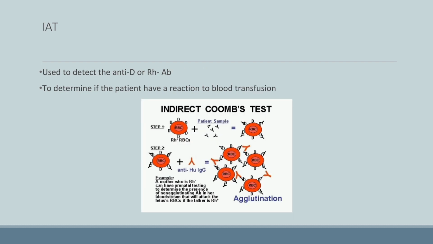Okay. Next one is the indirect antiglobulin test. This is used to detect the anti-D or Rh antibody in the patient's serum to determine if the patient has a reaction to blood transfusion. In this, the recipient serum, which contains the antibodies, is obtained. Now the donor's blood sample is added. The recipient serum targets the donor's RBC to form the antigen-antibody complex. Now we add the Coombs reagent, and we can see the agglutination of the RBC occurs.